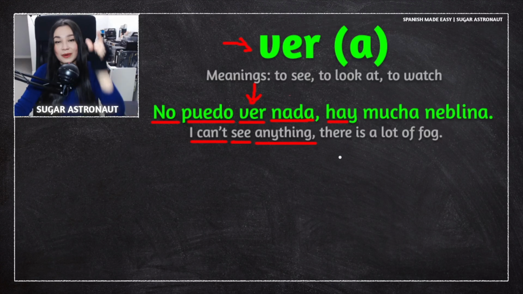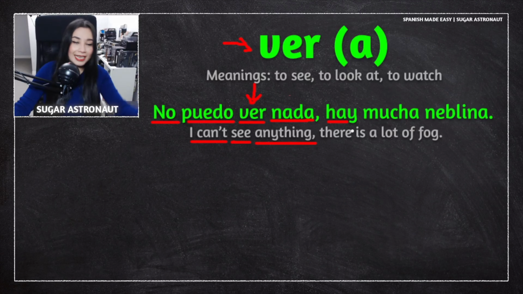Hay is a great word that means there is and there are in Spanish. There is. Remember, the H sound is mute. You do not say it in Spanish. It doesn't have a sound. So you need to say hay, okay?